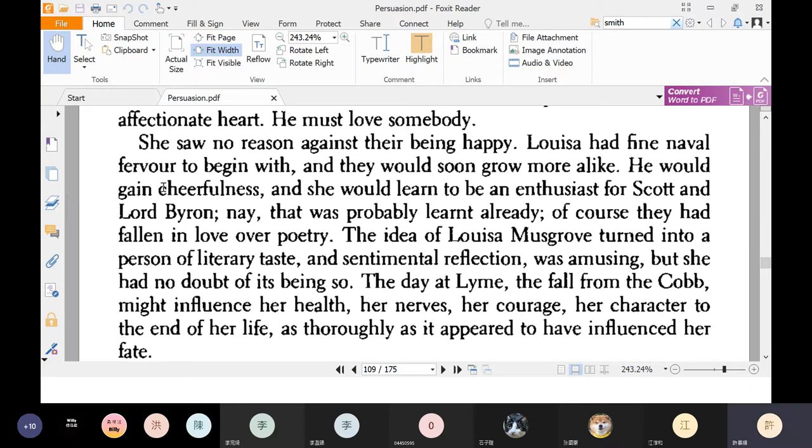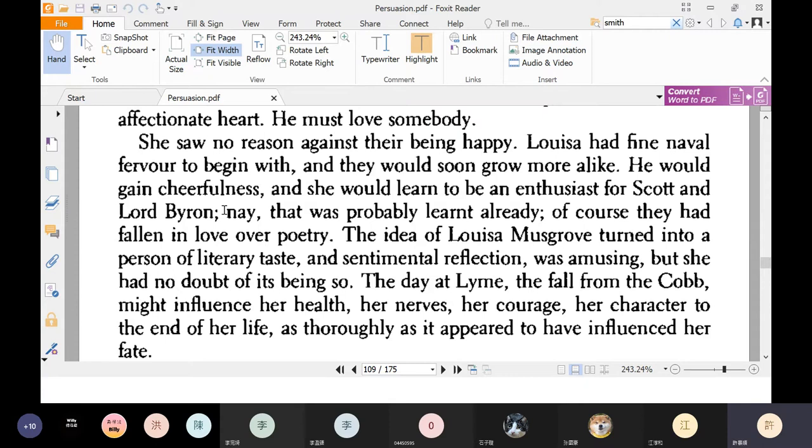He would gain cheerfulness and she would learn to be an enthusiast for Scott and Lord Byron. Remember these two poets. Now, Benwick would, I think, gain cheerfulness not necessarily because Louisa is cheerful, but because he would be slowly leaving behind his grief at the death of Fanny Harville. Sorry, yawning. So, with a new wife, he would no longer feel as sad, as depressed about Fanny. And so, of course, he would gain cheerfulness. And Louisa, Anne thinks, would learn to enjoy Benwick's favorite poetry.